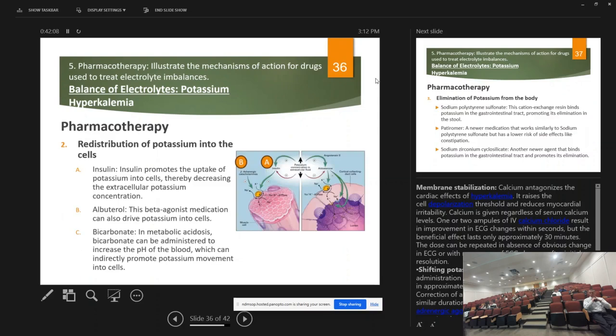Again, I already talked about the redistribution. These are the drugs you're going to use: insulin, albuterol, and bicarbonate. This is more of correcting the acidosis of the blood pH. It's more of an indirect potassium movement, but you already saw these two mechanisms today. I already mentioned insulin, and albuterol will act on the beta adrenergic receptor, as an agonist here.